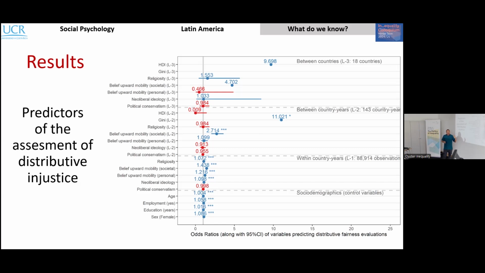But when we look at how the Human Development Index plays a role over time, the effect goes in the opposite direction. When people see that the country is doing better, or expect that it will do better, they start to believe that inequality is more fair. So as a general result, with the Human Development Index, people evaluate inequality as more unfair, but when the country is doing better, people start to think that inequality becomes more fair, so they justify more inequality.